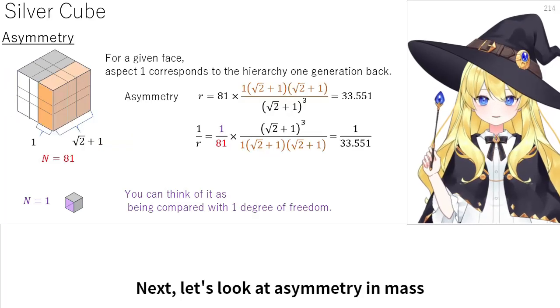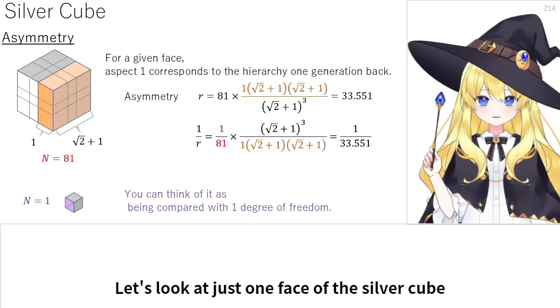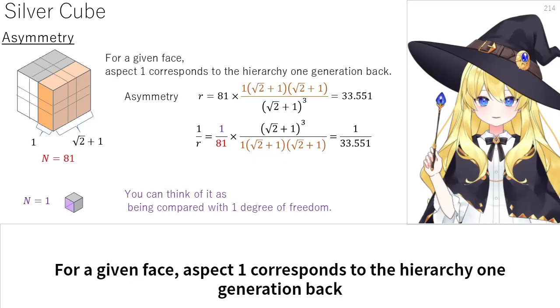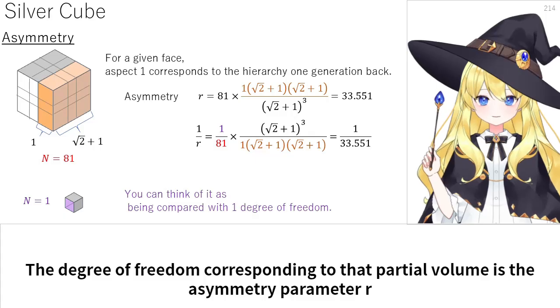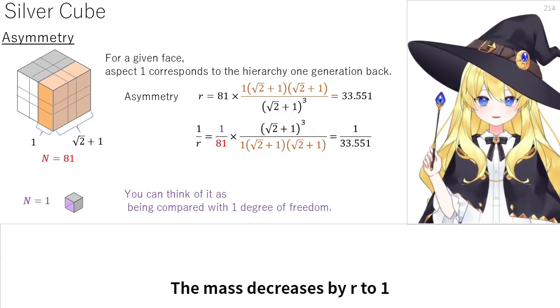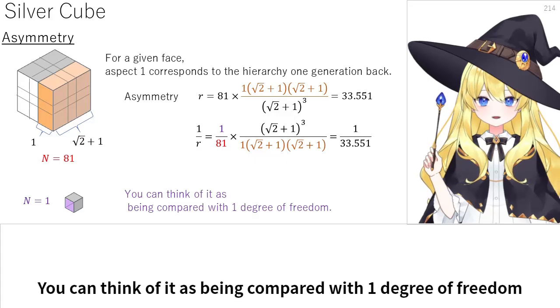Next, let's look at asymmetry in mass. Let's look at just one face of the silver cube. For a given face, aspect 1 corresponds to the hierarchy 1 generation back. The degree of freedom corresponding to that partial volume is the asymmetry parameter R. The mass decreases by R to 1. You can think of it as being compared with 1 degree of freedom.